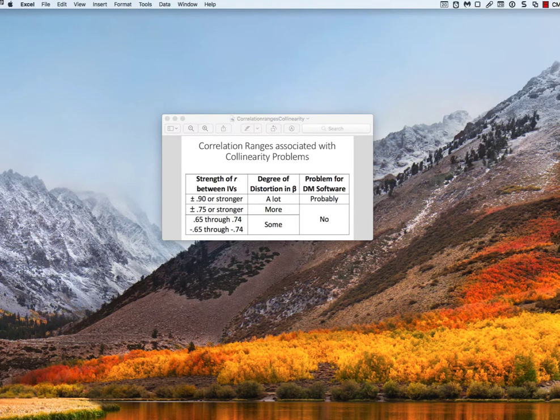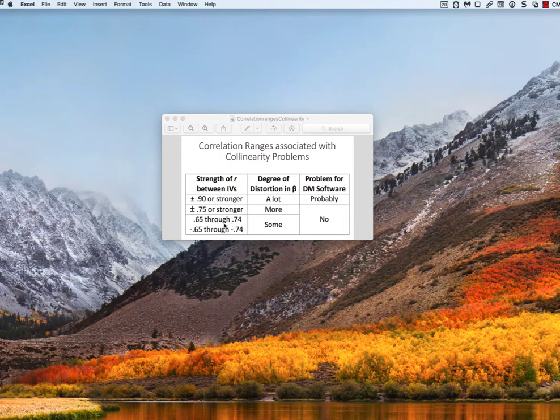One of the issues of having high correlations between input variables is collinearity. It can lead to a distortion in the beta coefficients. These are the regression coefficients. And what happens as the degree of collinearity increases, we have increasing problems.